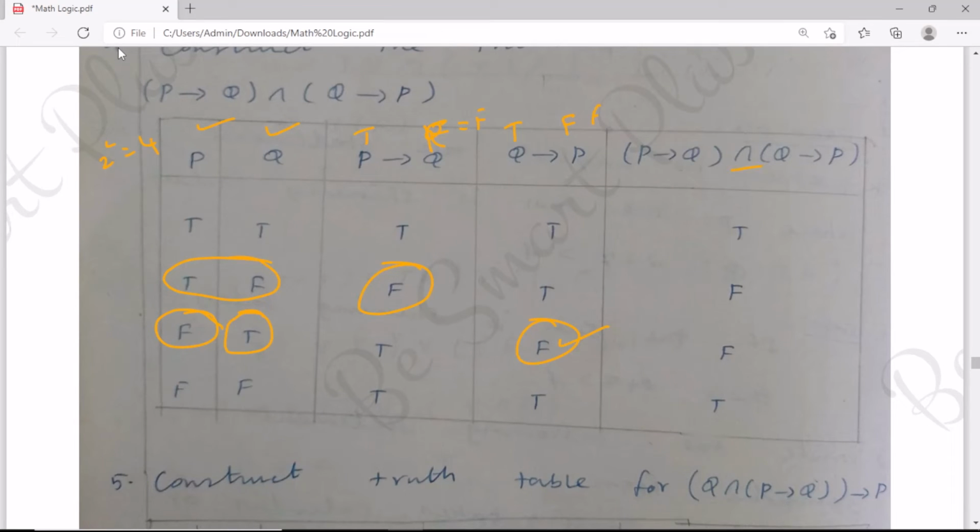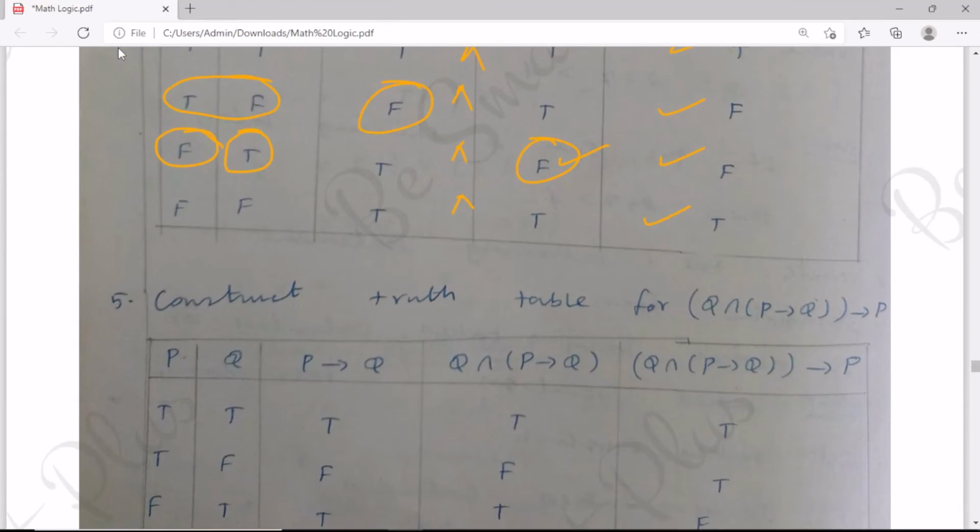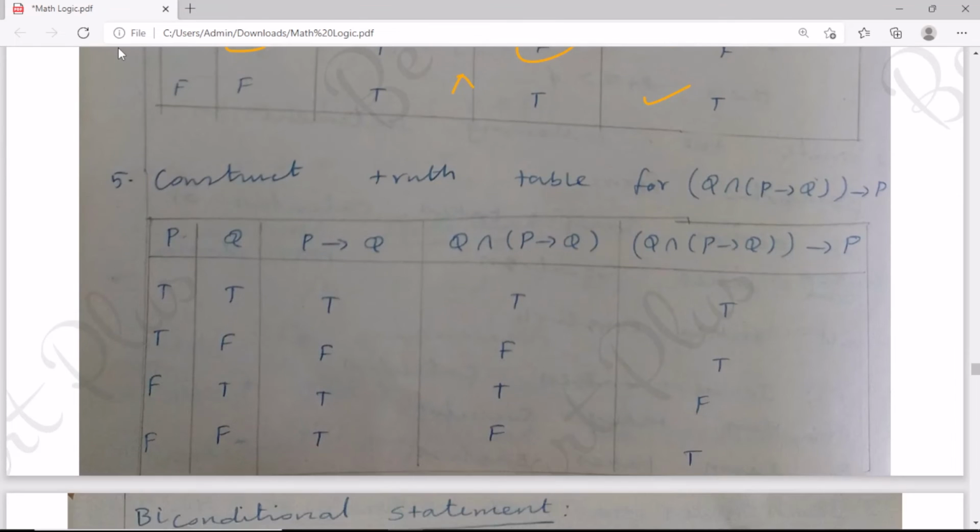Now we have to take the conjunction between these two, that is P conditional Q and Q conditional P. If you apply the AND operator between these two: true and true, true; false and true, false; true and false, false; true and true, true. The next one: construct the truth table for Q and P conditional Q, conditional P.